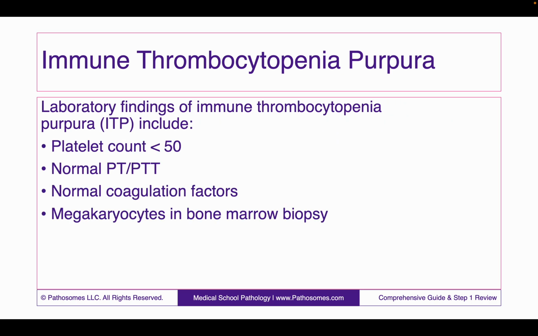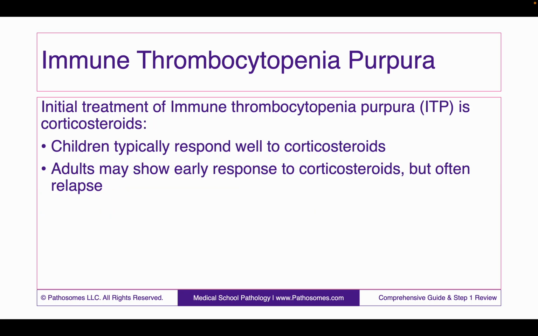Laboratory findings of immune thrombocytopenia purpura include a low platelet count, right, below 50, a normal PT/PTT, normal coagulation factors, and megakaryocytes being present on the bone marrow biopsy. Now, how do you treat immune thrombocytopenia purpura?